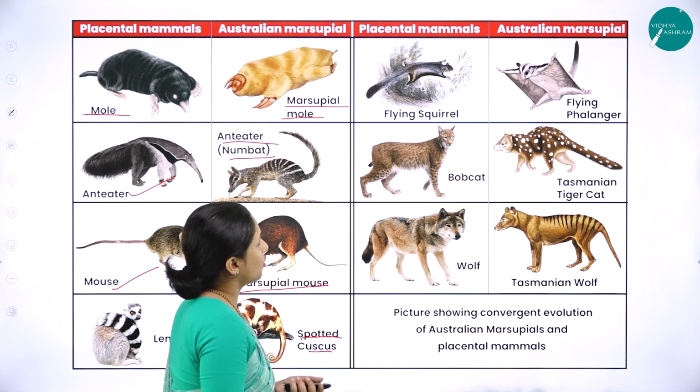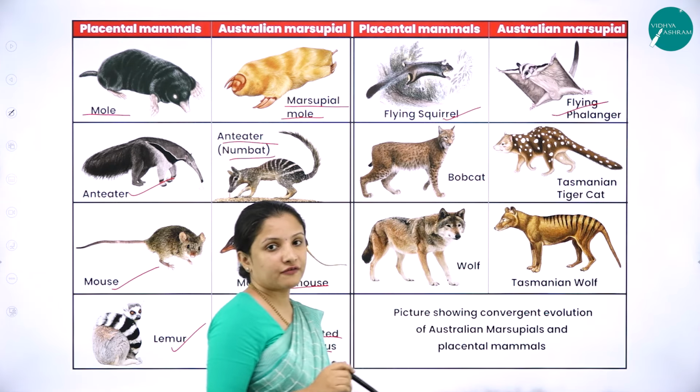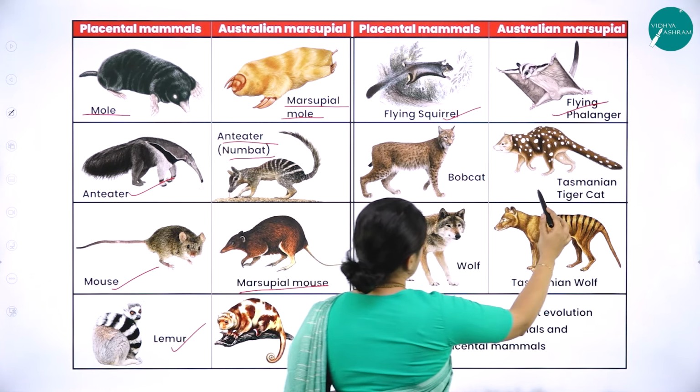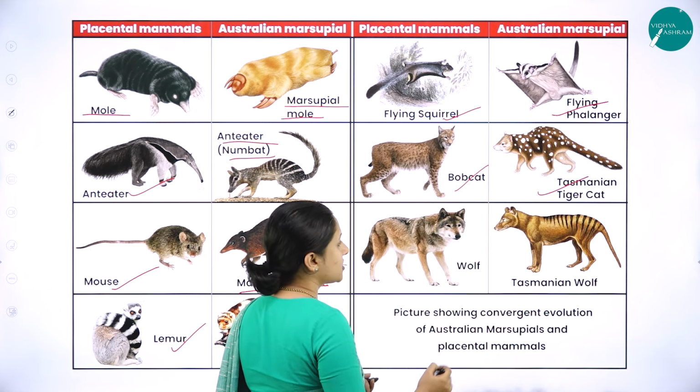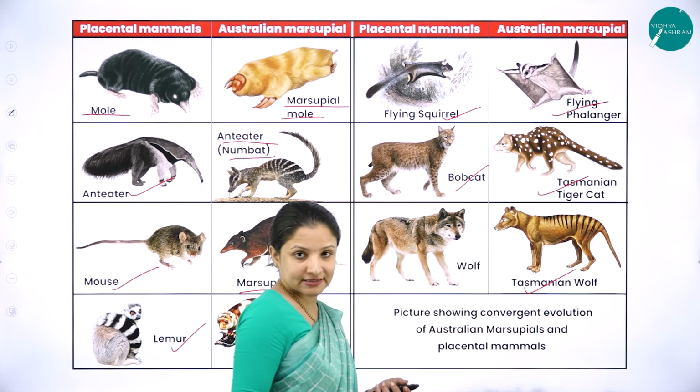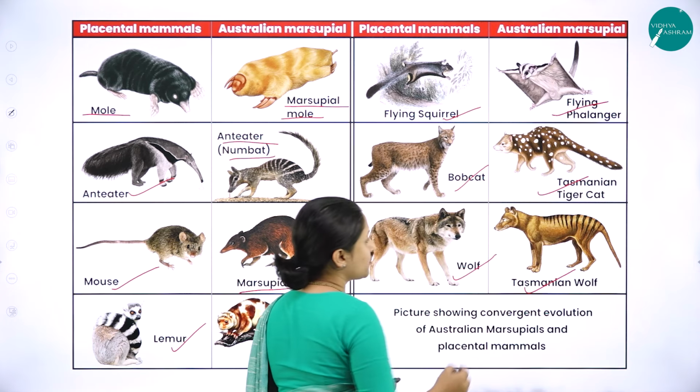Some of them are extant over here. The flying phalanger evolved into the flying squirrel. The Tasmanian tiger cat evolved into the bobcat. The Tasmanian wolf, which is extinct now, has evolved into the wolf which we see today.